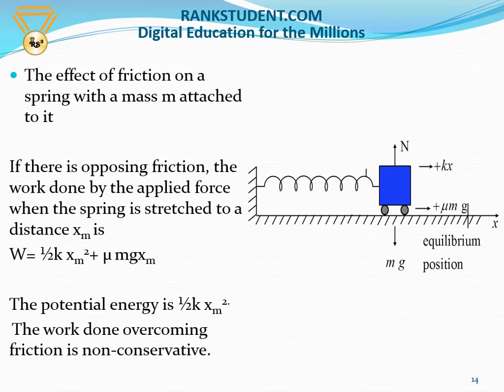What happens if you have friction? If there is opposing friction, the work done by the applied force when the spring is stretched to a distance xm is half k xm² plus μmg xm, which is the work that is required to overcome friction. The potential energy is half k xm² because the work done in overcoming friction is non-conservative. It is lost.